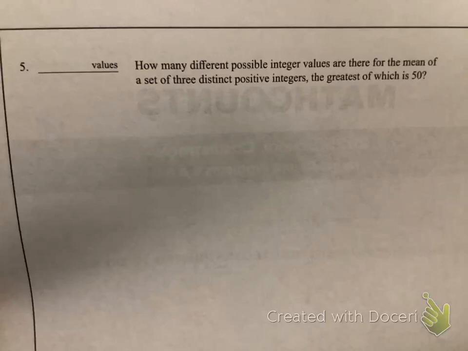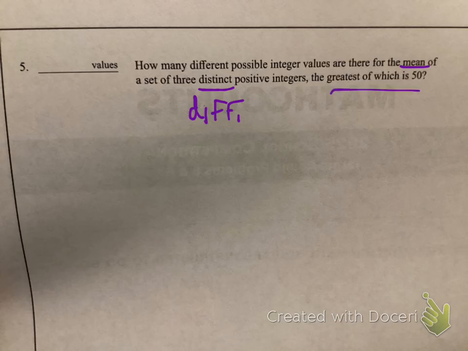All right, how many different possible integer values are there for the mean, meaning the average, of a set of three distinct, meaning different, positive integers, the greatest of which is 50? So 50 has to be included. So I'm going to start with the smallest I could possibly get for an integer value for the mean.